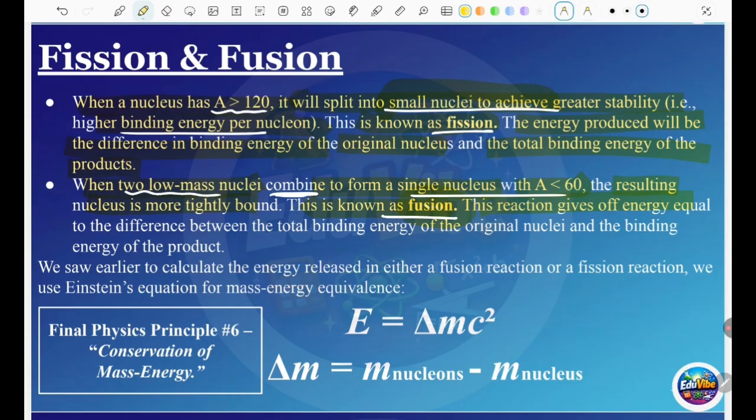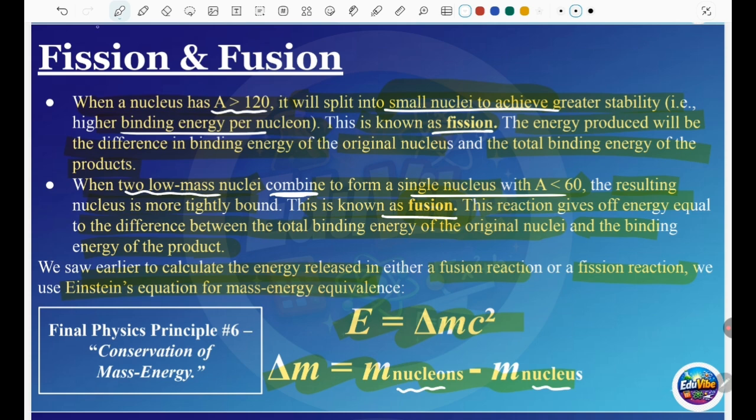The reaction gives off energy equal to the difference between the total binding energy of the original nuclei and the binding energy of the product. We saw earlier how to calculate this energy. Einstein's equation for mass-energy equivalence can be used here, which is E equals delta m, the mass defect, times c squared. And we can use this with the nucleons and the nucleus.